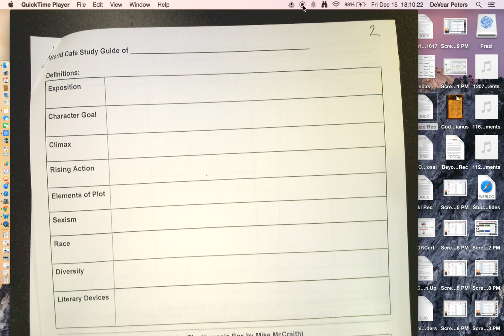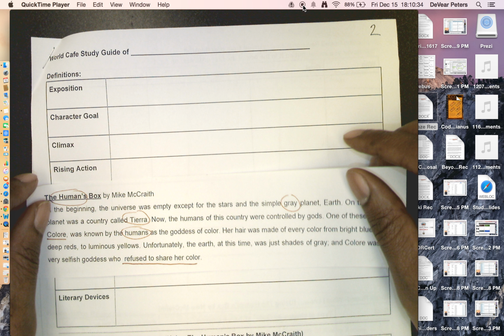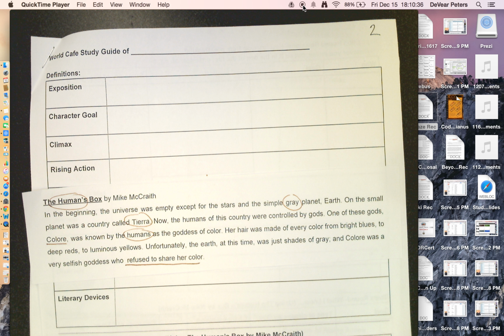Today we went through a World Cafe, and what we read today was The Human's Box by Mike McCrae. The first step as we went through this was for you to read the exposition right here and determine the key information we need from exposition, which is who is our main character and what is the goal? What does the character want to do by the end of the story?